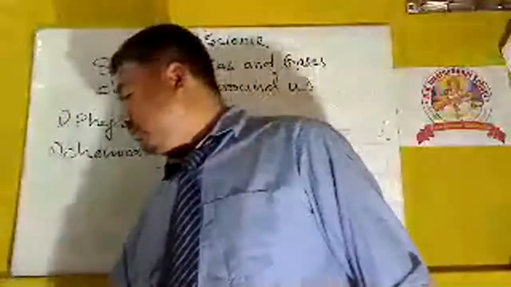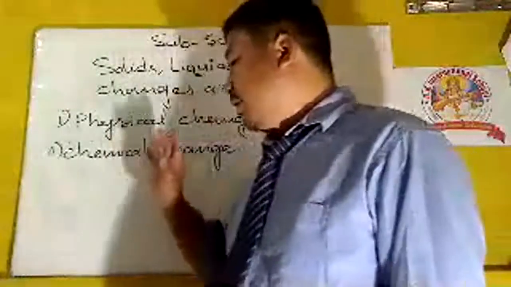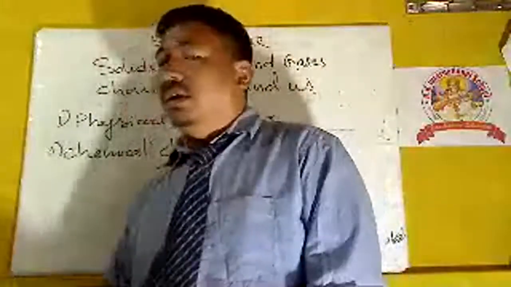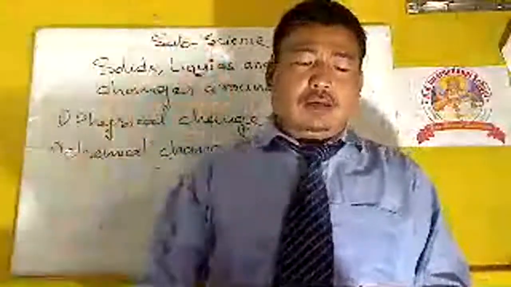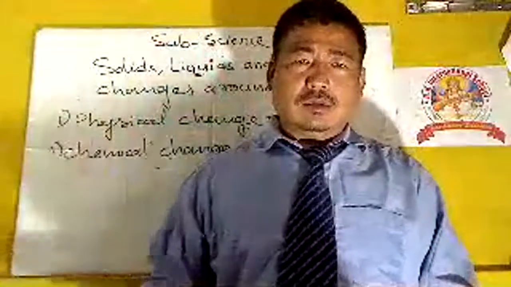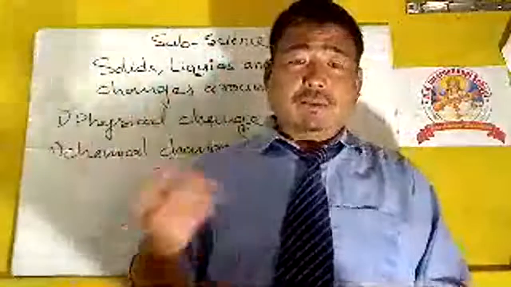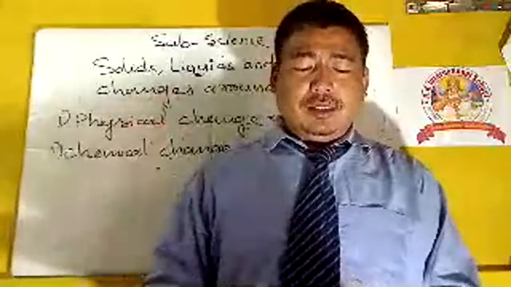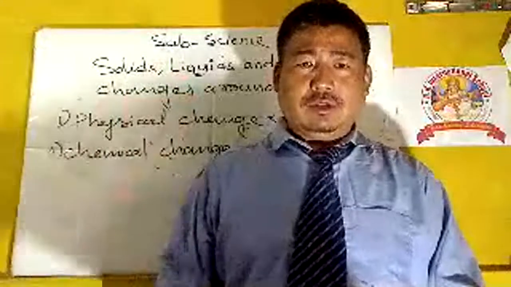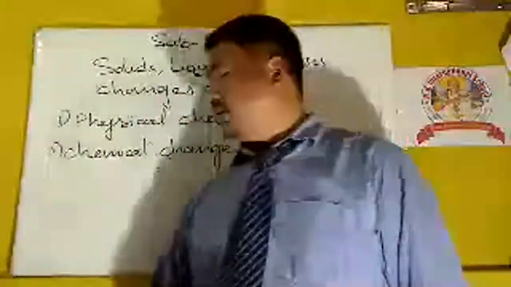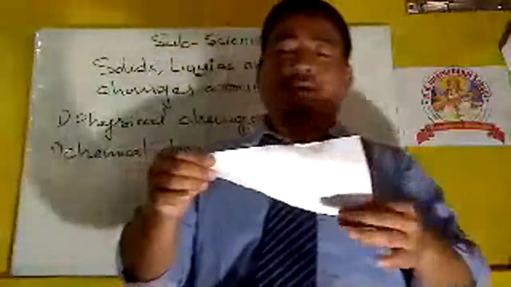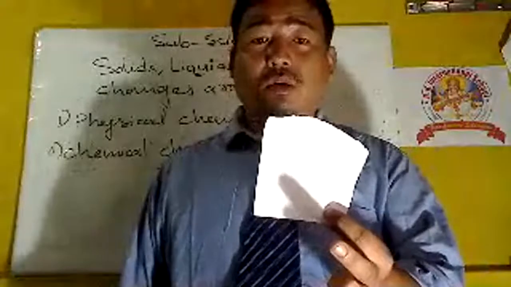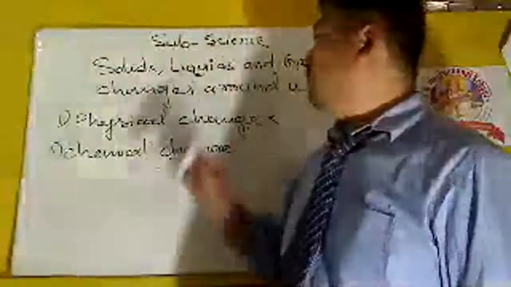So not only after breaking, when we try to destroy anything, after destroying or breaking, if the thing remains the same substance, that is called a physical change. I have shown you the example of paper. Again you can see, this is a paper. I tore it. Has this paper become gold? No, it is still paper. So it is a physical change.